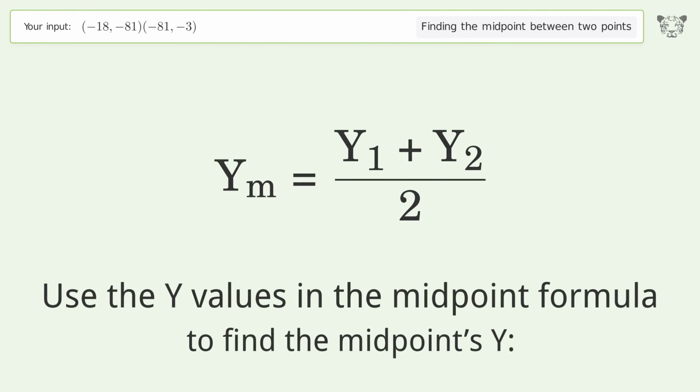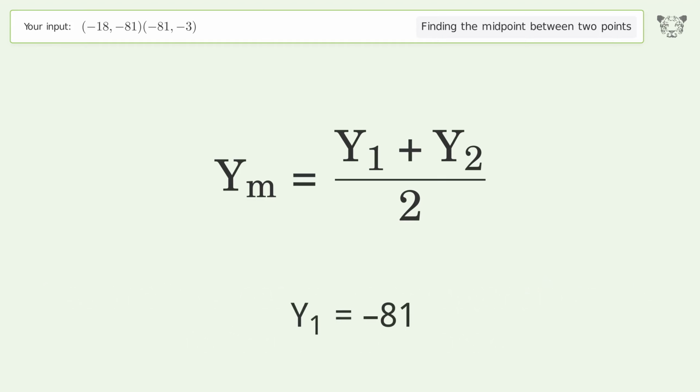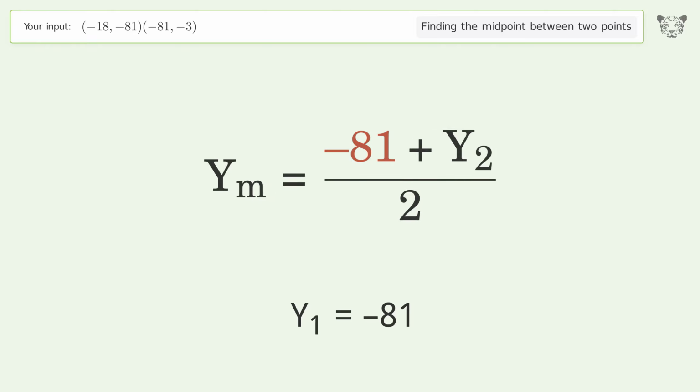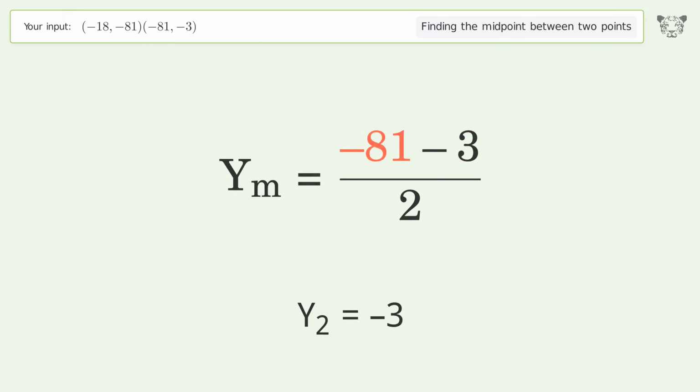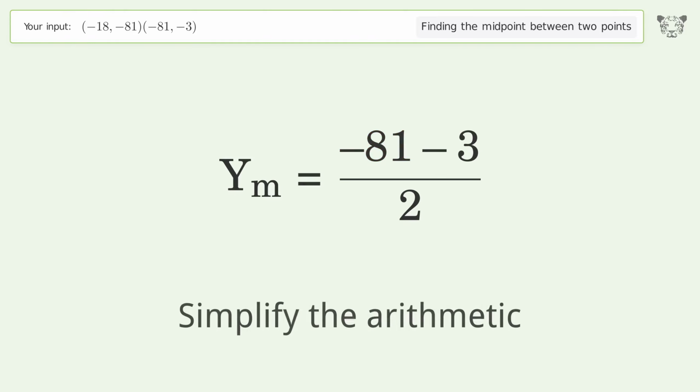Use the y values in the midpoint formula to find the midpoint's y. y1 equals negative 81. y2 equals negative 3. Simplify the arithmetic.